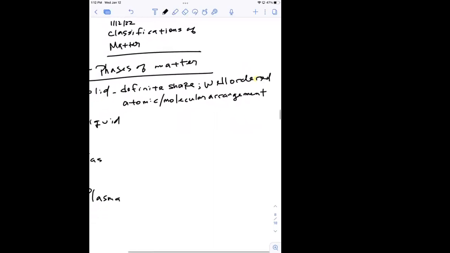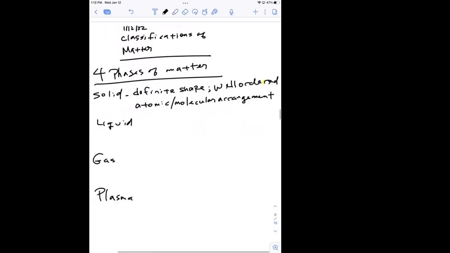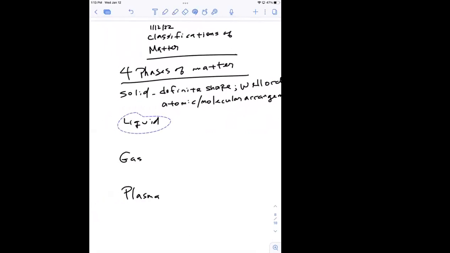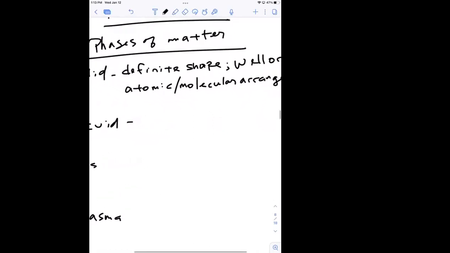And a well-ordered atomic or molecular arrangement. So we know that about solids, especially based on what we already saw, right? Liquids are a little bit different, right? If matter is in liquid form, it takes the shape of wherever you put it. If you put it in a circular container, it's going to take the shape of that container. If you put it in a cylindrical container, it's going to take the shape of that. So we know that liquids take the shape of their container.